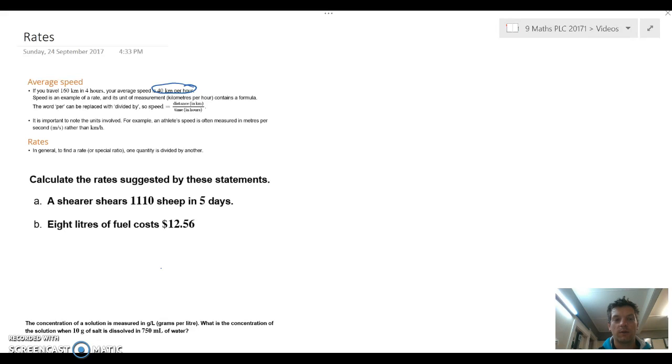So if we travel, simply, 40 kilometres an hour, if we travel 40 kilometres in 1 hour, we take our distance travelled of kilometres, divide it by hours, and that's pretty simple, that we get 40 kilometres per hour. Now it's not always that simple.